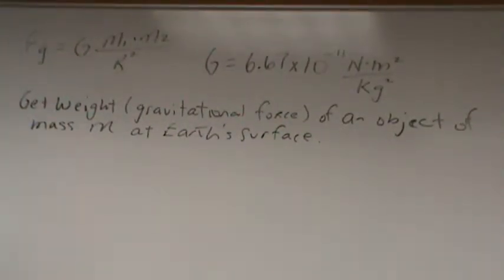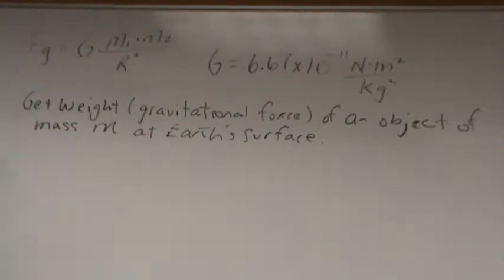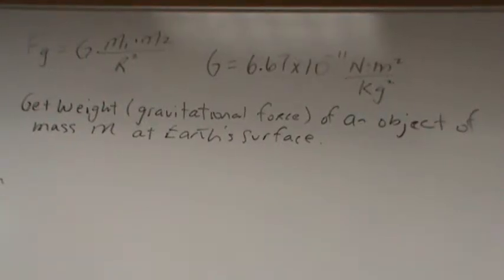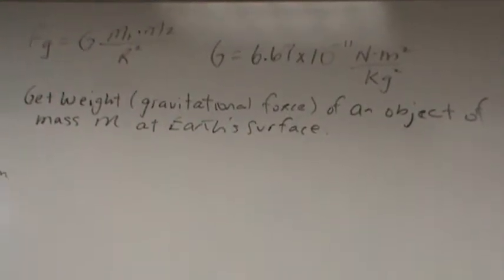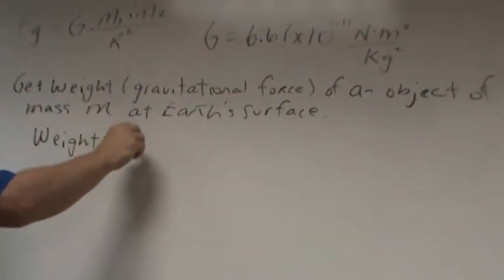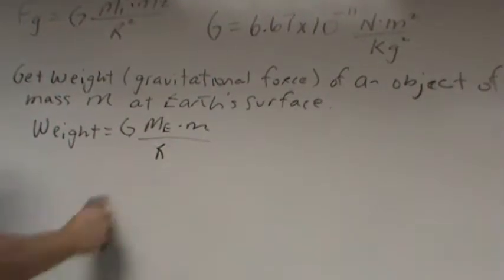Well, in order to get the weight of an object of mass m at Earth's surface, you need to know some things about Earth, correct? For example, here's Earth, and here's the object of mass m. The distance between the object of mass m and the center of the Earth, which is my r, is going to be the radius of the Earth. And of course m1 is going to have to be the mass of the Earth. m2 will be the mass of this object. So the weight on the object is going to be G times the mass of Earth times the mass of the object over the radius of the Earth squared.